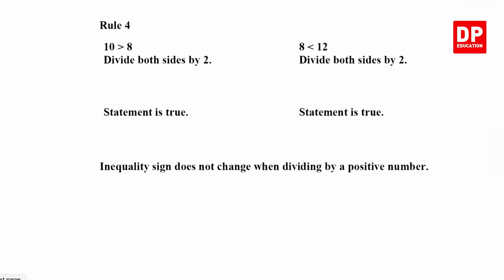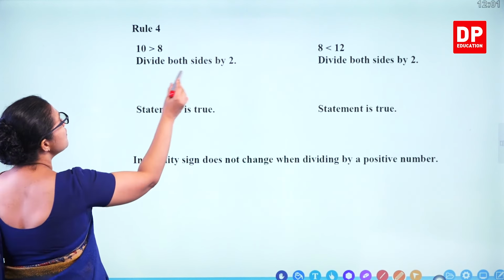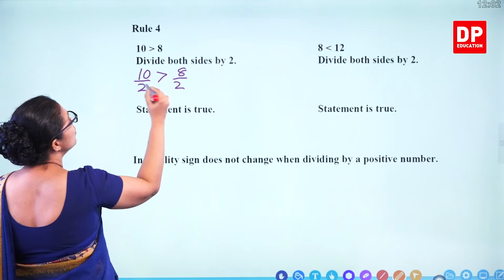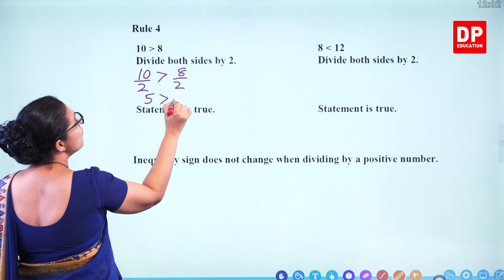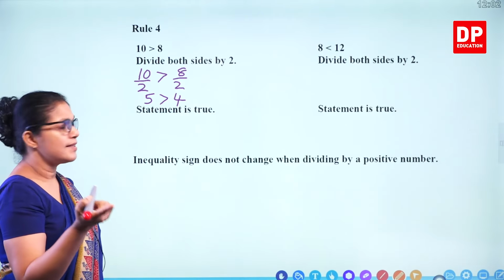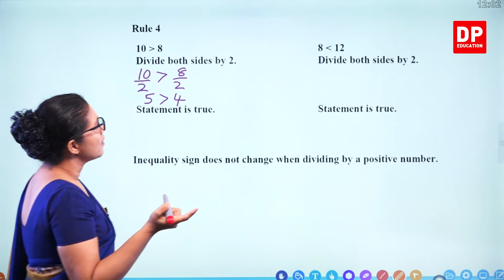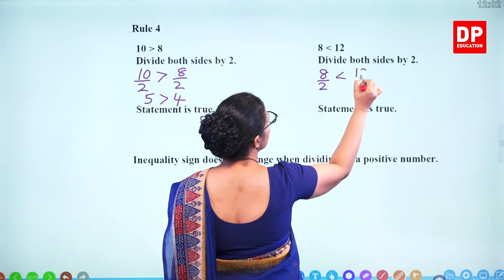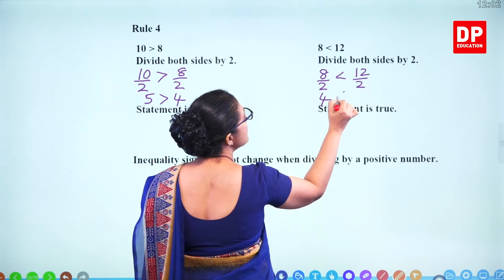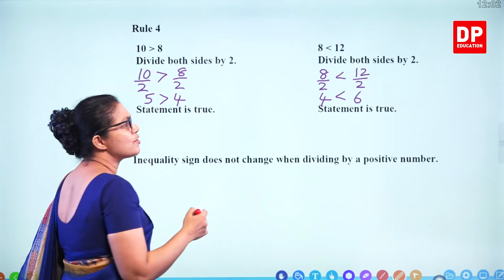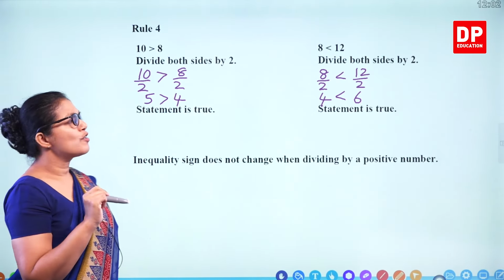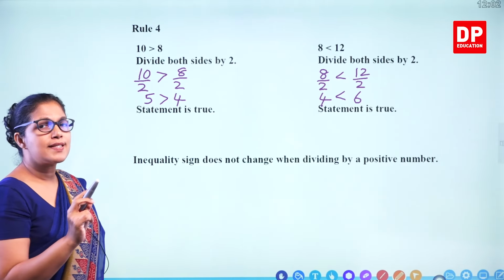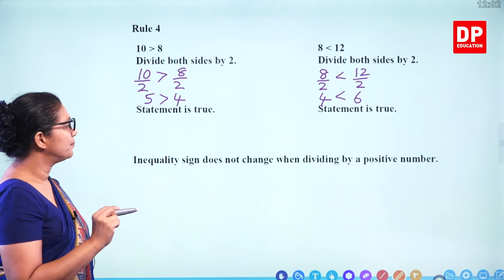Now divide by a positive value. Divide by 2. 10 divided by 2. 8 divided by 2. You get 5 here. 4. 5 is greater than 4. That's true. Statement is true. 8 is less than 12. Divide both sides by 2. 4 is less than 6. Here also statement is true. So what's the conclusion here? When you divide by a positive number, the inequality sign does not change.